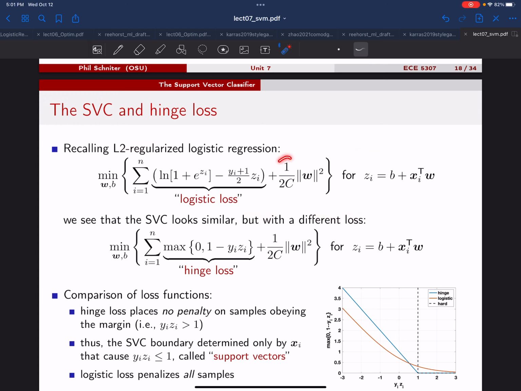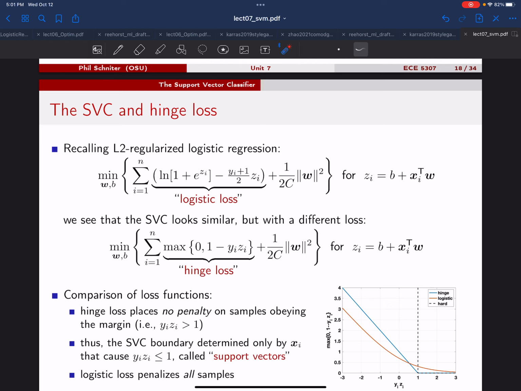And like in ridge regression, we always have to have some parameter that weights this regularization term. So when we first studied it, we had something like gamma, or maybe it was lambda. But for some reason, in sklearn, for the classifiers, they use an inverse regularization strength. So the larger C is, the less weight there is here. Okay, so that's what we know from Unit 5.